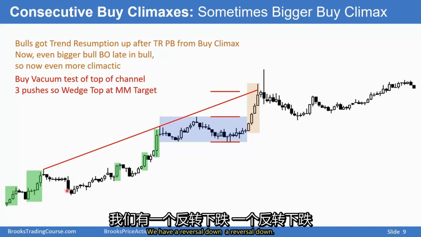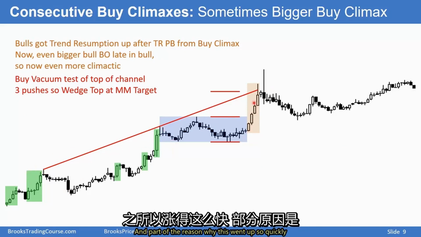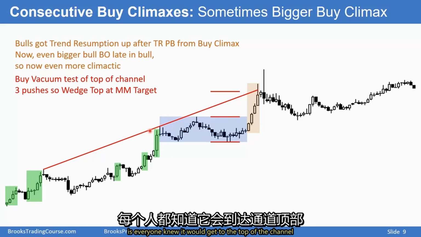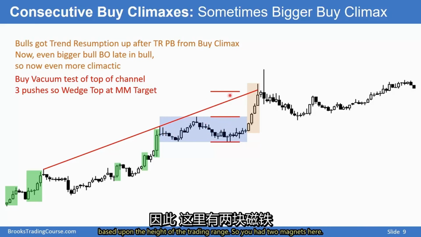You can draw a channel. We have a reversal down, a reversal down. That allows us to draw a channel. And part of the reason why this went up so quickly is everyone knew it would get to the top of the channel, and everyone knew it would reach a measured move based upon the height of the trading range. So you had 2 magnets here.